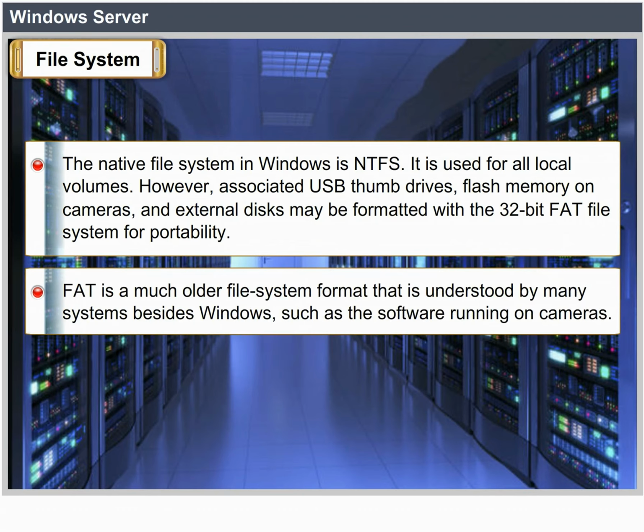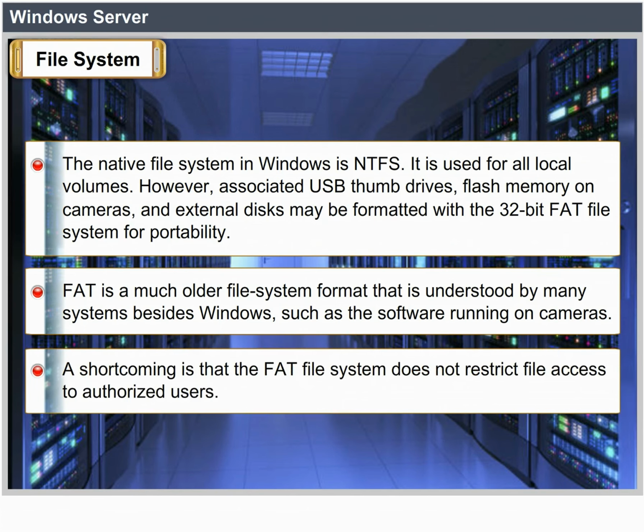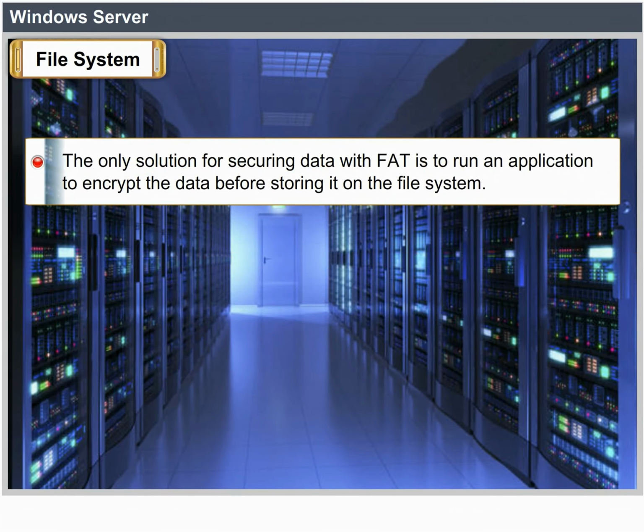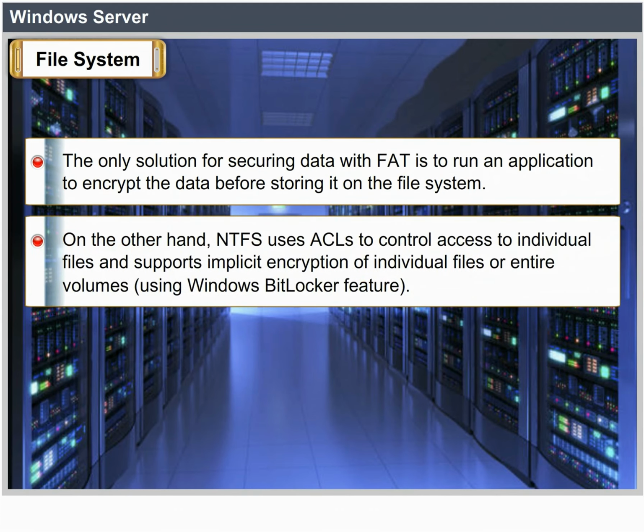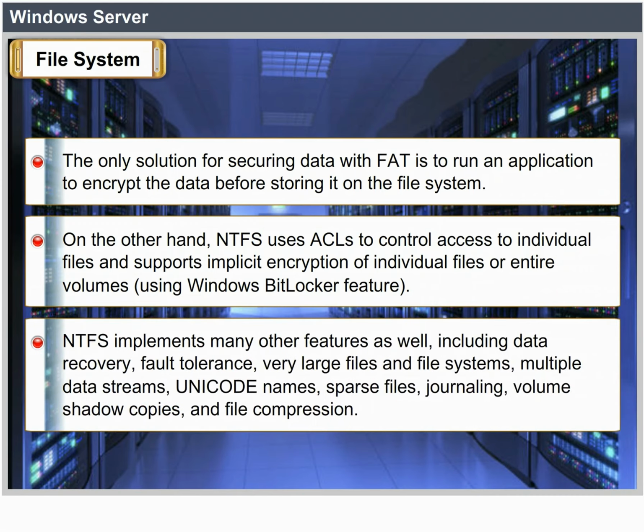A disadvantage is that the FAT file system does not restrict file access to authorized users. The only solution for securing data with FAT is to run an application to encrypt the data before storing it on the file system. In contrast, NTFS uses ACLs to control access to individual files and supports implicit encryption of individual files or entire volumes using the Windows BitLocker feature. NTFS implements many other features as well, including data recovery, fault tolerance, very large files and file systems, multiple data streams, Unicode names, sparse files, journaling, volume shadow copies, and file compression.